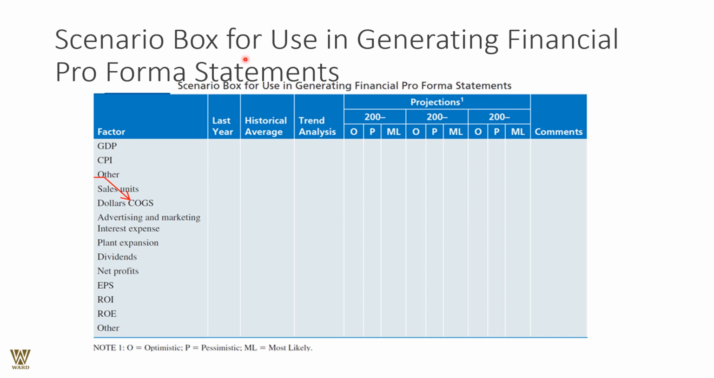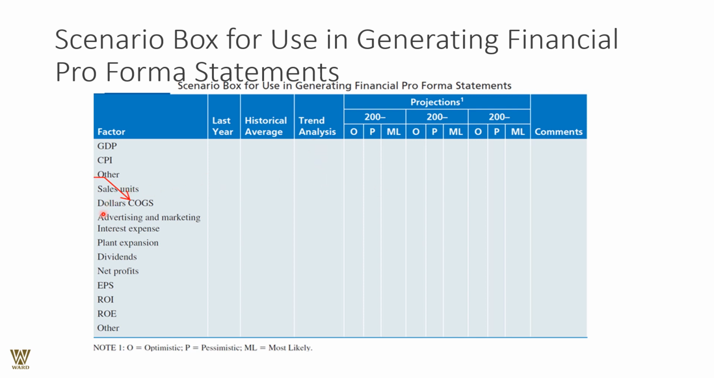Now what are the historical trends? If you look at it, there are optimistic, pessimistic, and most likely scenarios, and you can give it over a period of years. So we have factors like GDP. What was the last year? What was the historical average? Is the trend going up or going down?